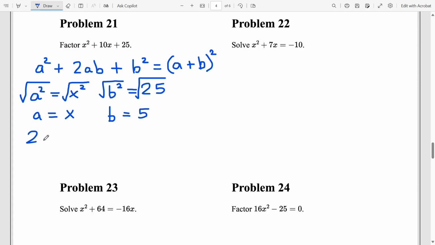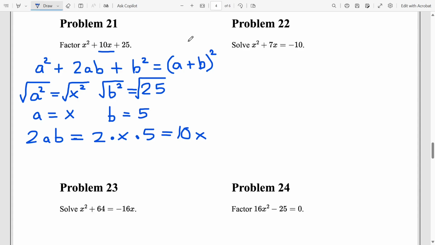So 2ab is going to be 2 times x times 5. So that's going to be 10x, which is our middle term here. So this is a perfect square trinomial.